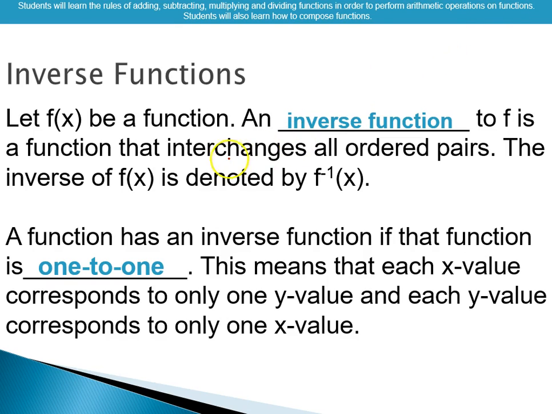So to be a function, it passes the vertical line test. To be a 1-to-1 function, it has to pass the vertical and the horizontal line test. So to be an inverse, it has to be 1-to-1, and to be 1-to-1, it has to pass the vertical line test and the horizontal line test.